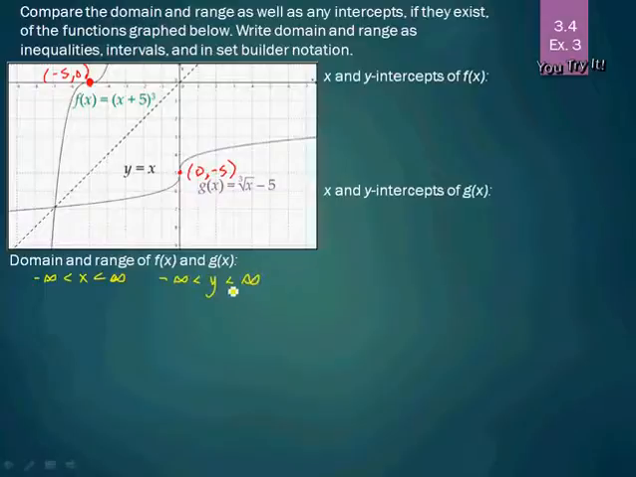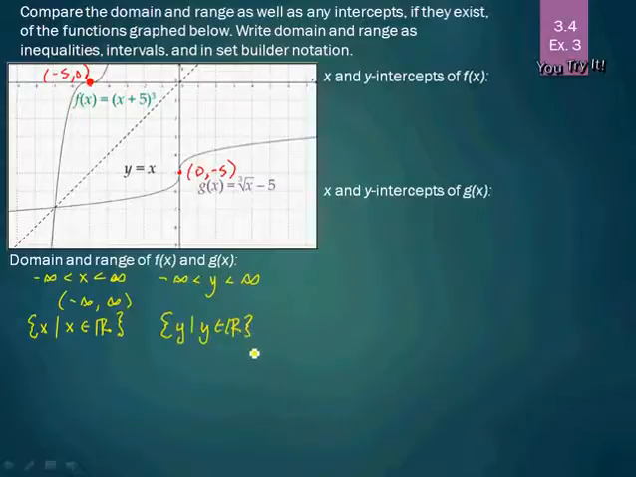Again, not putting equal to because these are not set values. And then for interval notation, we just use parentheses, negative infinity to positive infinity, and that works for both domain and range. And then for set builder notation, we'll have the set of x's such that x is a member of the real number set, basically saying that x is going to be all real numbers. And then we'll say the same thing for y: the set of y's such that y is a member of the real numbers. So there are the domain and range.